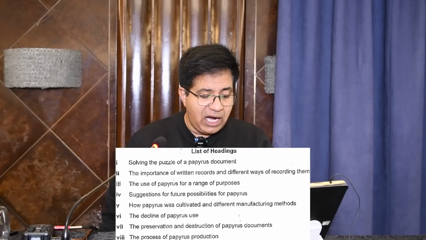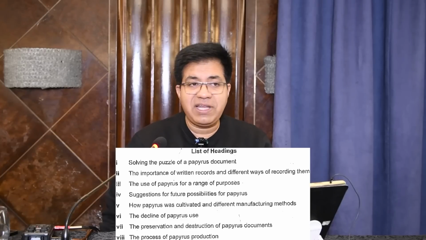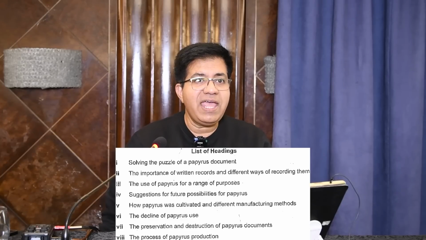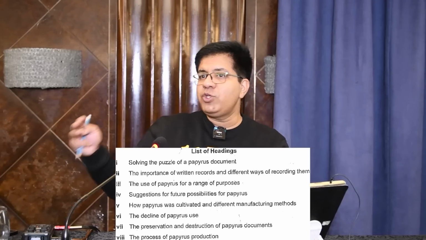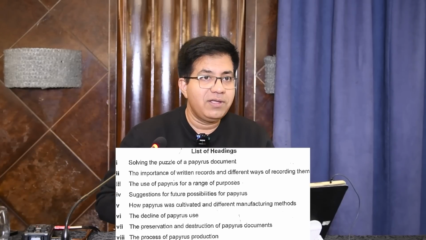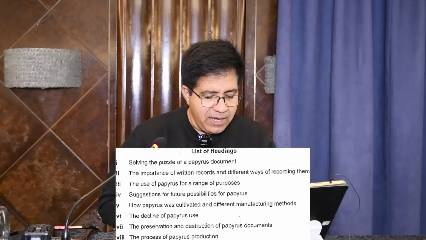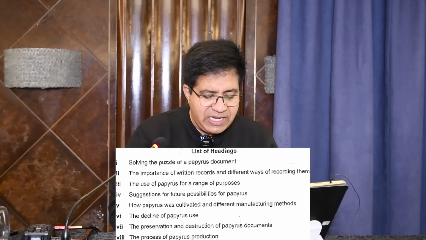Because, you know, there are 5 questions and there are 8 headings. What does it mean? 3 headings are extra, and these 3 extra headings are enough to confuse you. And if you use those 3 extra headings, your 3 answers will be absolutely wrong. So be careful. Next, heading number 5, how papyrus was cultivated.